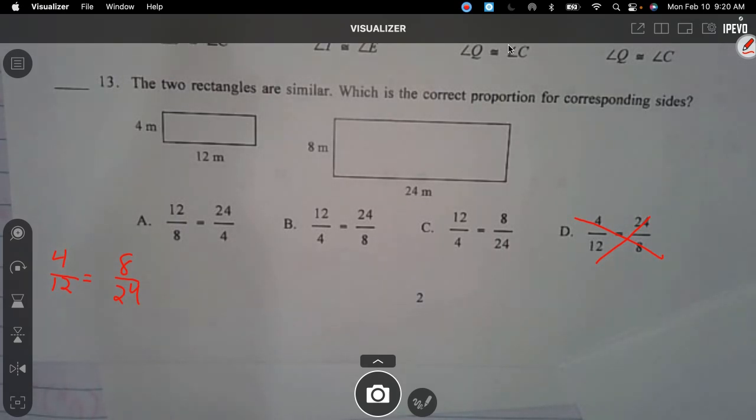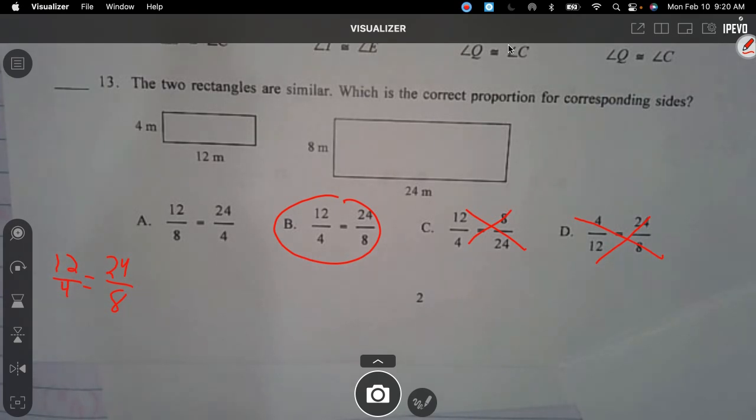Okay, but that one's not set up, so let me go the other way. Let me try 12 over 4. What would I set that one up with? 24 over 8. Do I see that one? Yes. It's B, it's right here. Okay, it's not that one. See how order matters? If that one wasn't on there, then maybe I need to do 4 over 8 equals 12 over 24. You're just trying to match them.